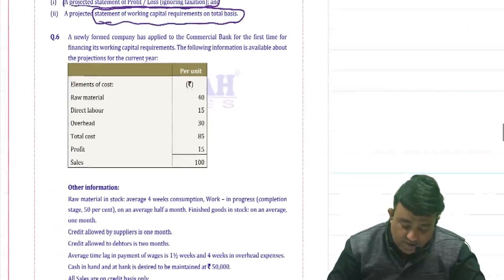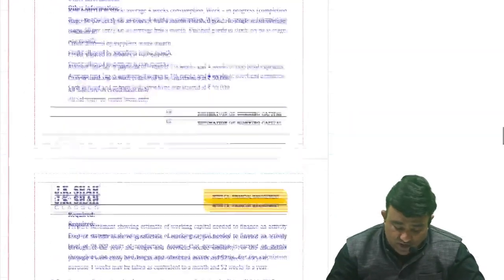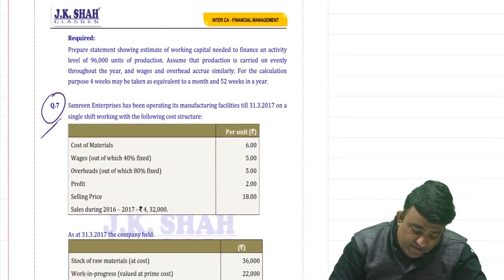What next? Come over to question number 6. It's a very normal example. You can revise it. Question 7, very important, student.